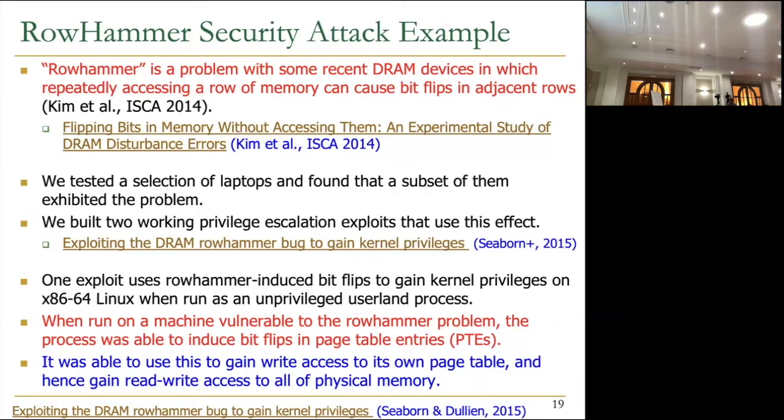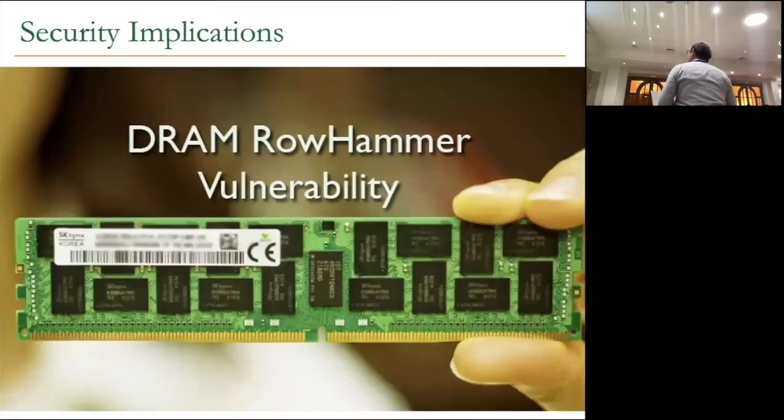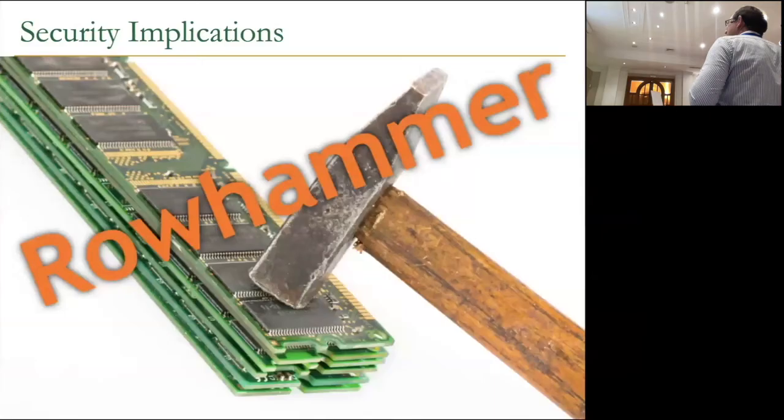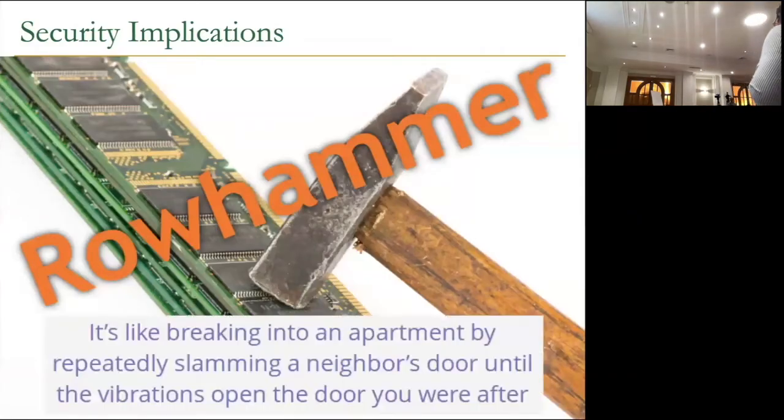Again, the longer slides are in the backup slides. If I have to go through all of these security papers, they're beautiful, but we don't have time. Okay, so later people started talking about this even more. It was called the RowHammer vulnerability anyway. But I like this analogy from a famous hacker on the internet. He said that RowHammer is like breaking into an apartment by repeatedly slamming a neighbor's door until the vibrations open the door you're after. I like this one. So if you're stuck in this room for some reason, if you're locked in, don't worry. Keep banging on the wall, and eventually a door may open. That's a bit flip for you.